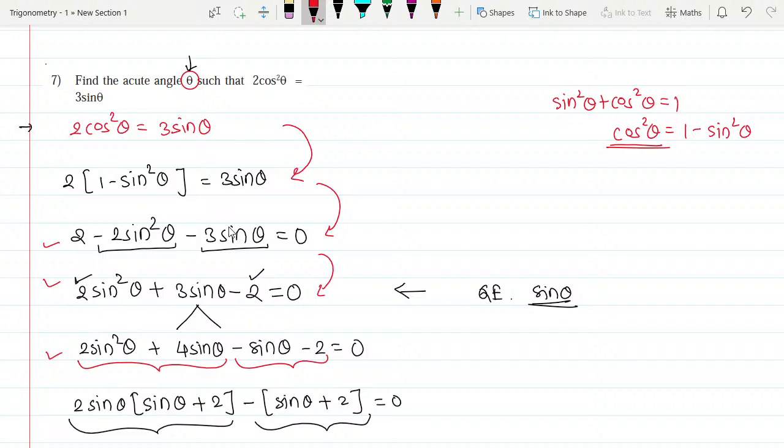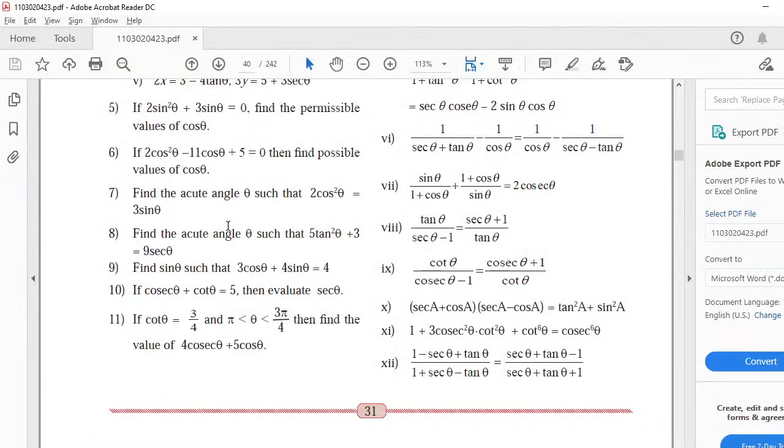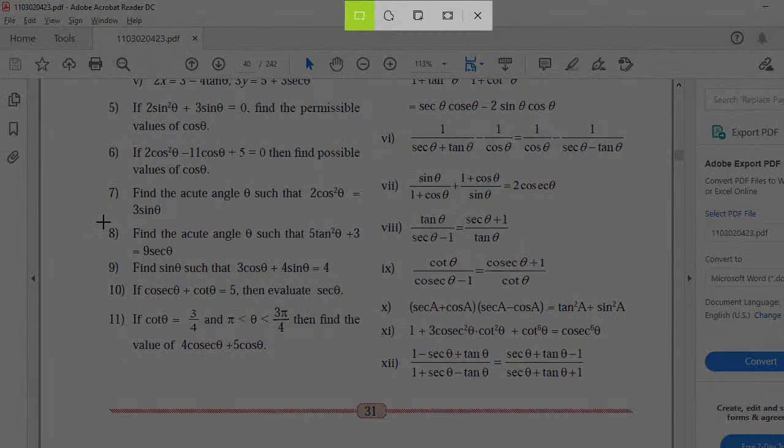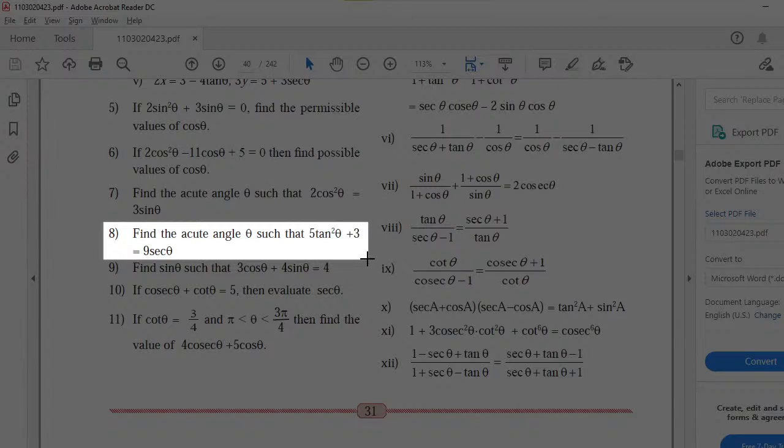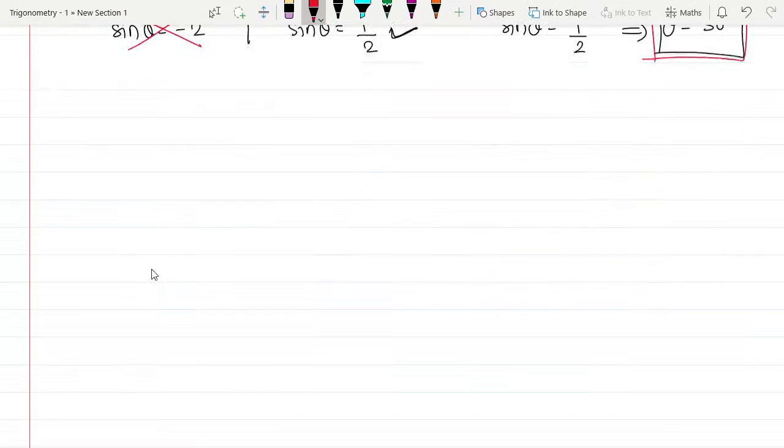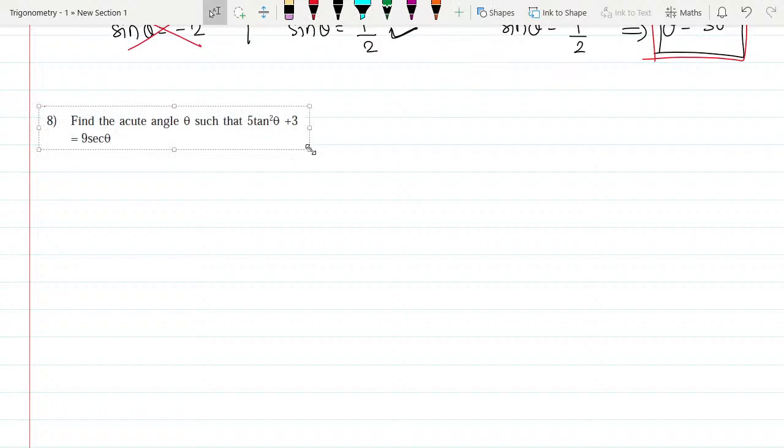Okay, that's all about this exercise. Now let's move to the next, the 8th question, which is again very simple and based on the same principle which we have solved for questions number 6 and 7. I will give you a hint, and a part of this question I will solve, and the remaining you have to solve as homework.